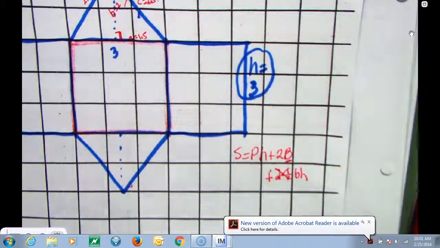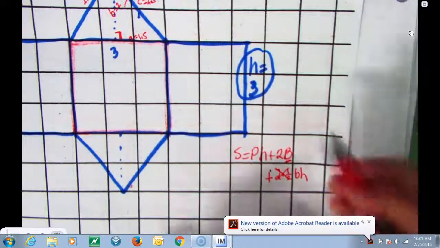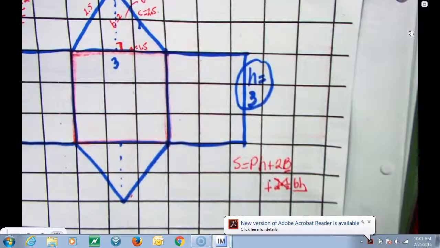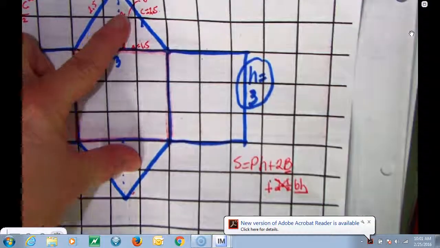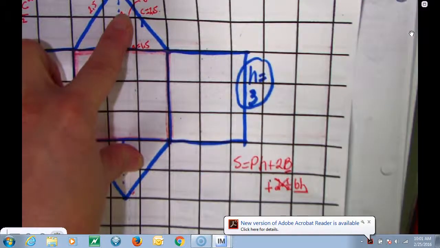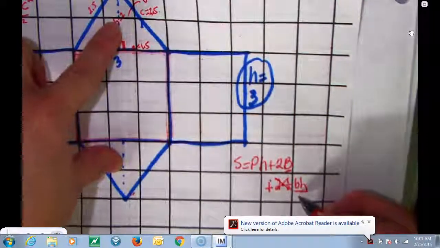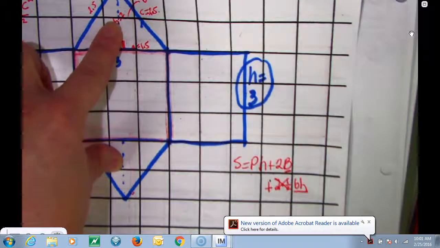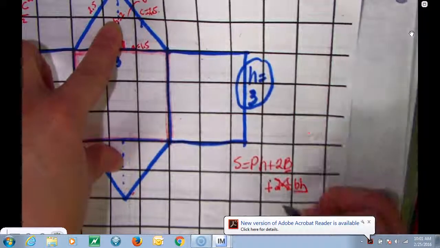Yep, you are. So that's why we're just doing base times height, because we've got 2 congruent triangles that we're putting together. So it's going to make a rectangle. So we just need to do the base of the triangle times the height of the triangle. So what's the base of the triangle?